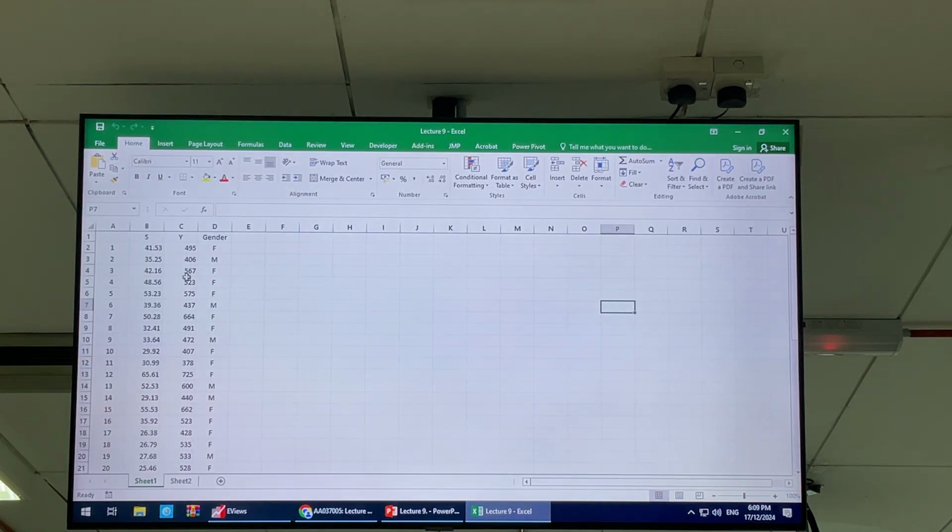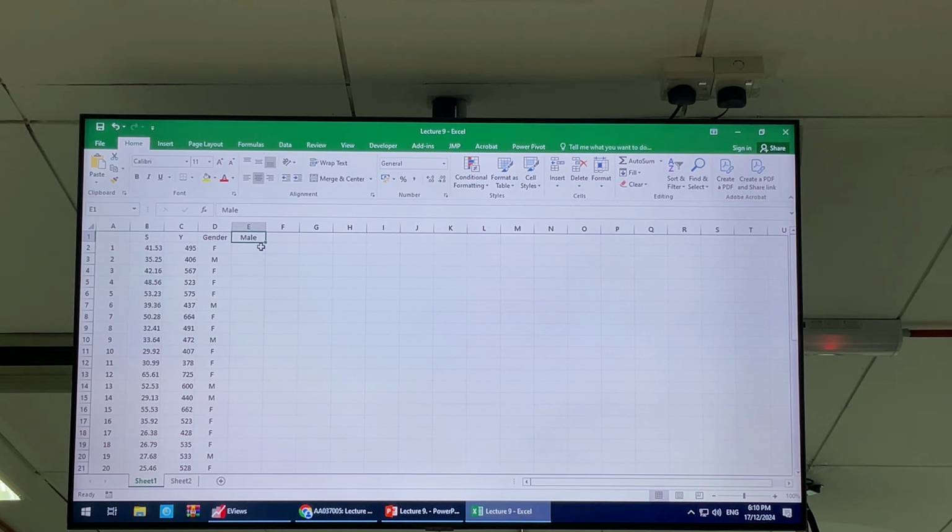Let's say, for example, we have this data, where we have saving and income, Y, and then a variable representing whether the observation belongs to female or male. So you need to create a variable. In this case, you can use whatever name. Let's say we name it male.